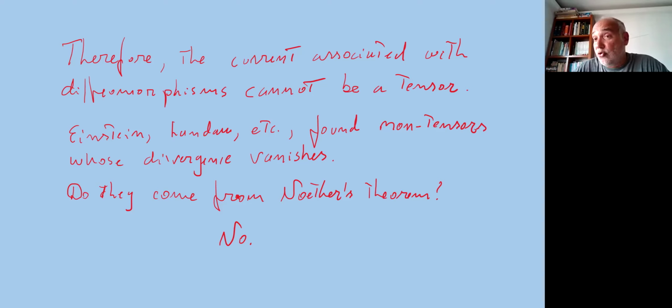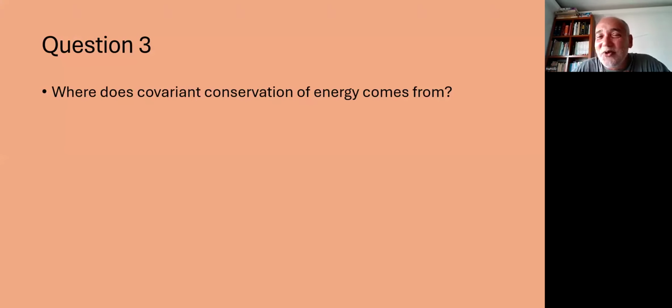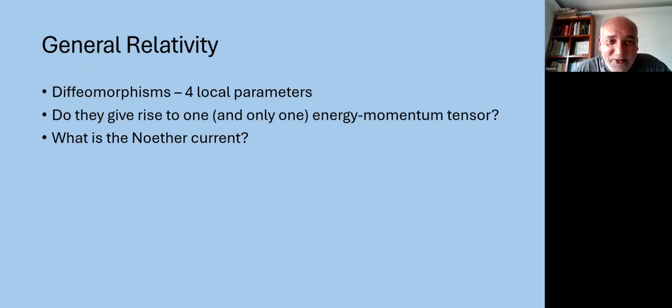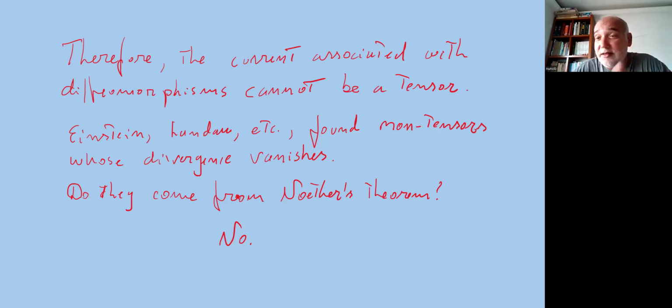They, of course, do not come from Noether's theorem. So, to answer my final question: what is the Noether current that comes out from diffeomorphisms? Because you can apply Noether's prescription to diffeomorphisms. And here Orfeo thought that it would give some nonsense, and it does not give nonsense.